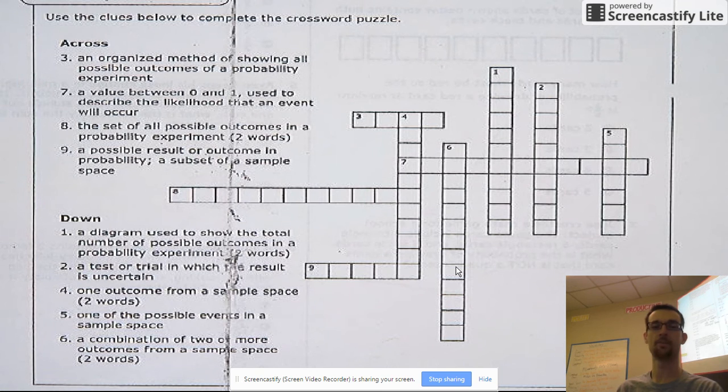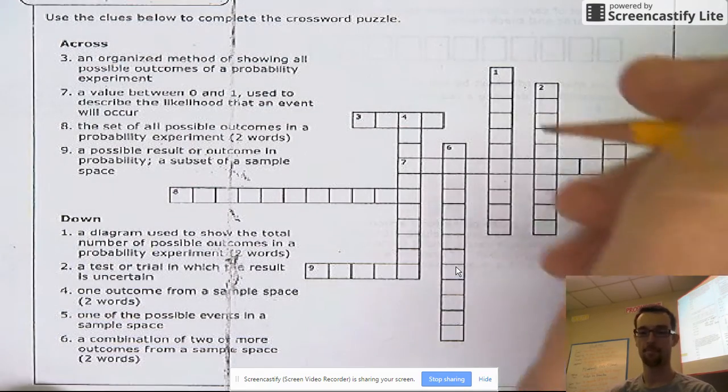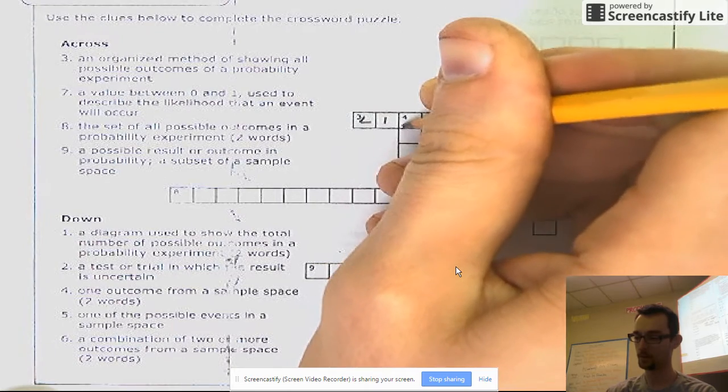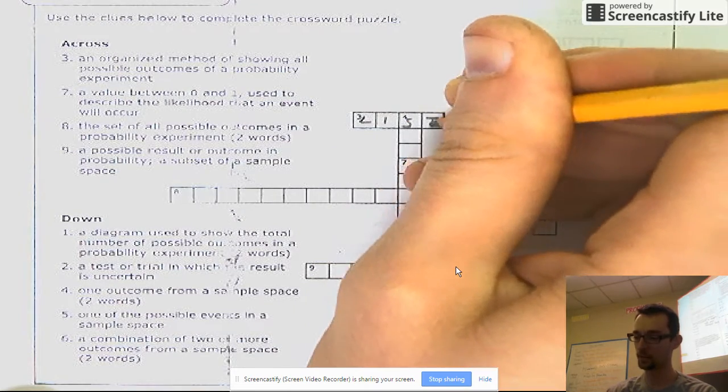That's right. So we're looking at, start with an organized method of showing all possible outcomes of a probability experiment. If you're showing the outcomes, it's got to be either a tree diagram, or a chart, a table, or a list, right? So which of those fits? It'll be a list. It's the only one that fits, right? So you could just list out all your possible outcomes.